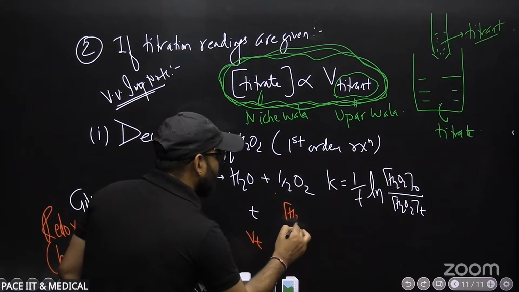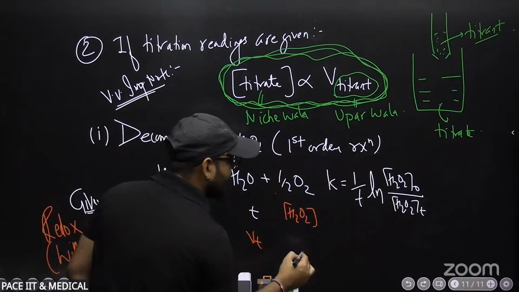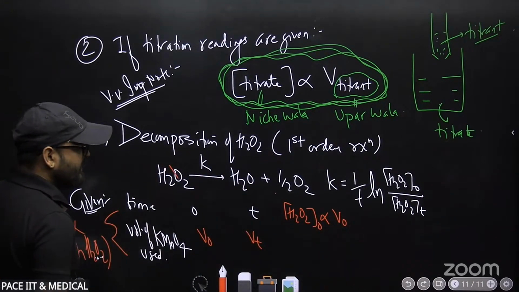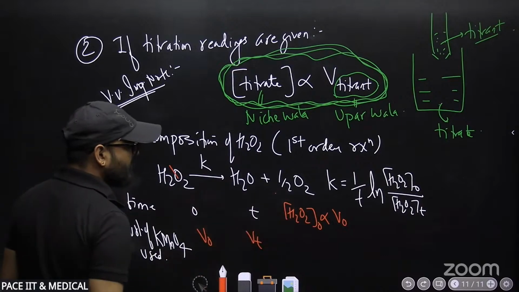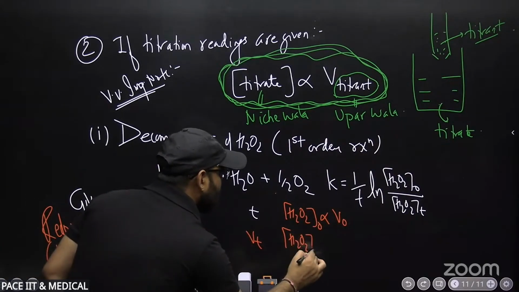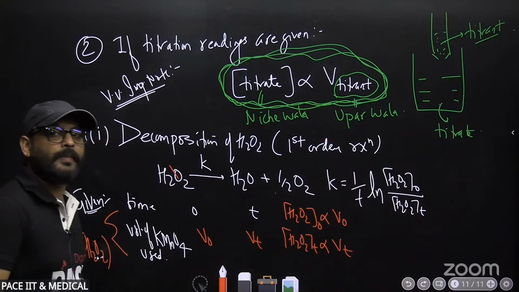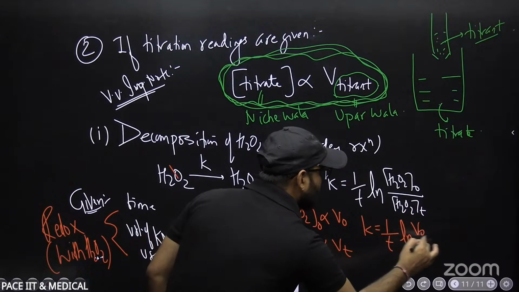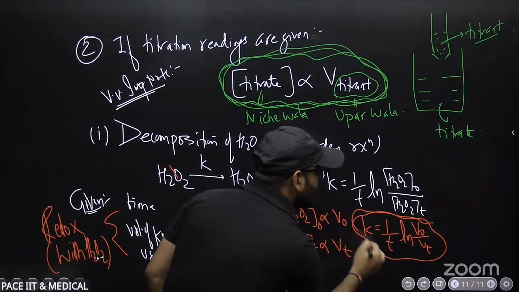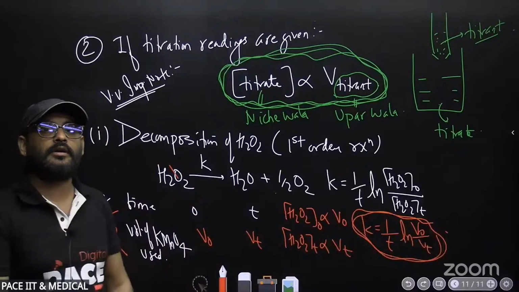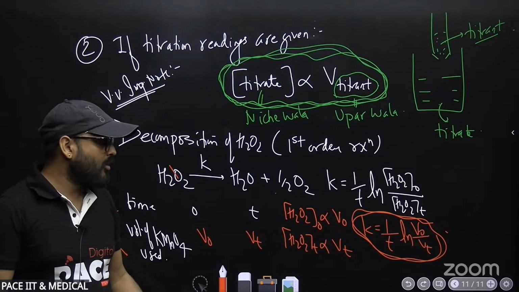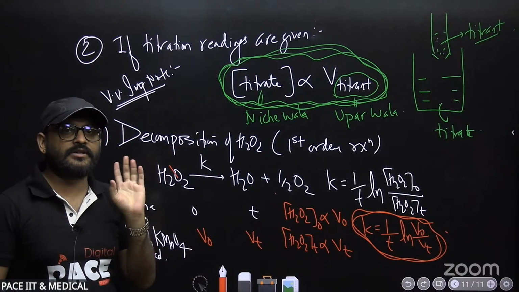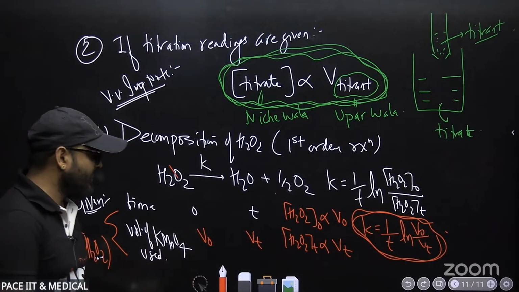How? As we know, concentration of titrate is directly proportional to volume of titrant. What is the volume used at T equals 0? V naught. That is directly proportional to H2O2 naught, and H2O2 at given time T is directly proportional to Vt. Over and out. K equals 1 upon T ln V naught by Vt. These data are given. Enjoy the answer. How am I writing this? Because of this important note. Within a few seconds, you are getting the answer. This is one example of it.